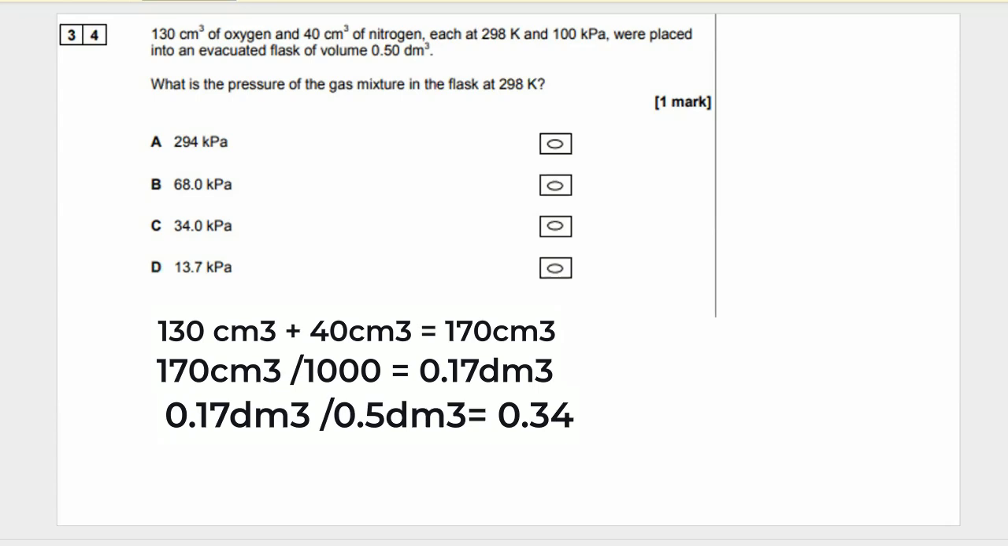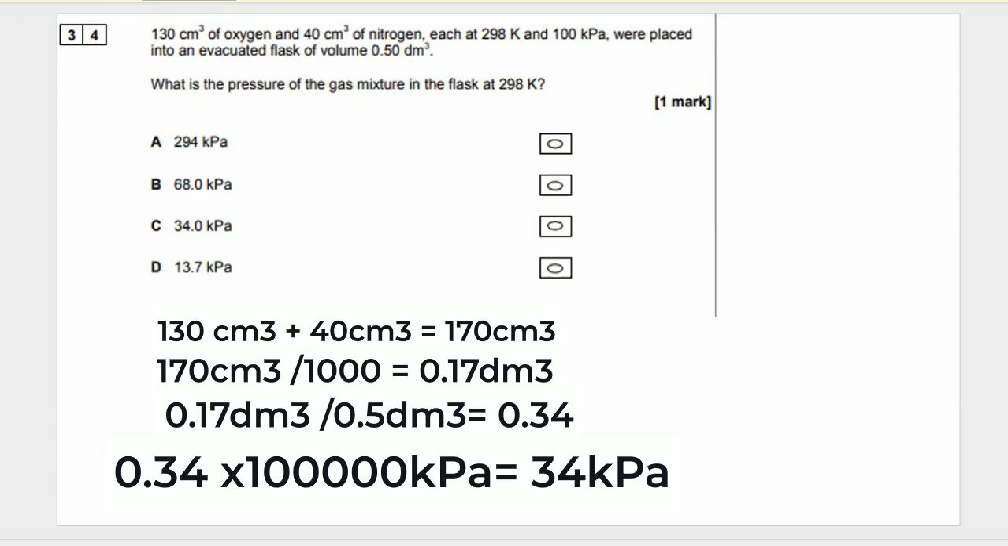Now this is basically equivalent to moles. So I can do 0.17 over 0.5 gets me 0.34, which is my fraction, times it by 100 kilopascals, and the answer is 34 kilopascals.